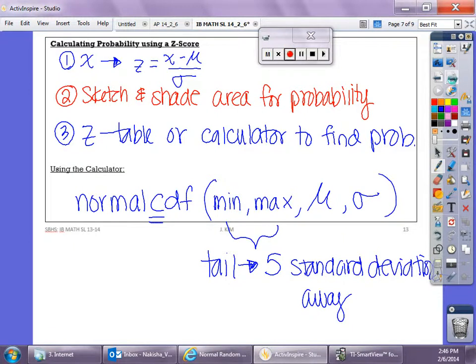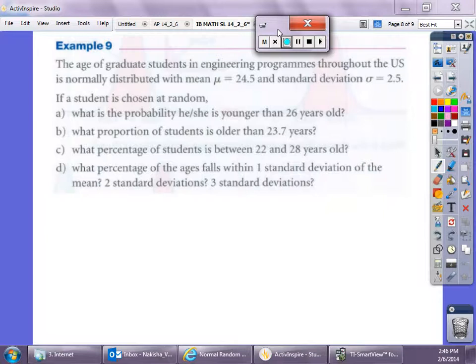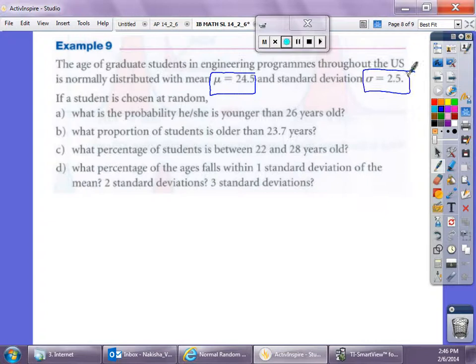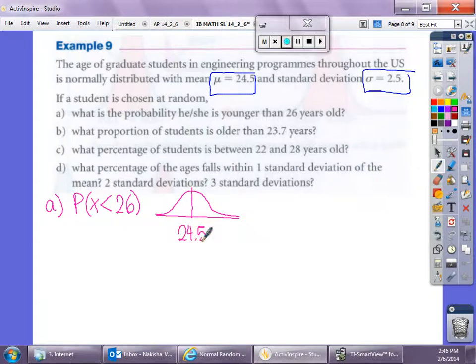All right, so looking at this example here. So here is my mu. Here's my standard deviation. What's the probability that he or she is younger than 26? So first thing I want to do, probability that he or she is younger than 26. So as I said before, start off with this guy. You are putting 24.5 right here. And then in blue, I will put my 26, which is here.